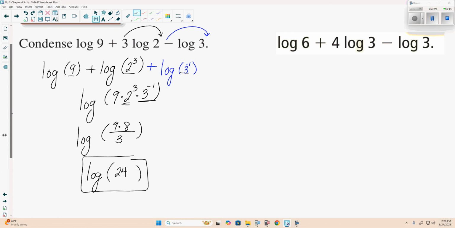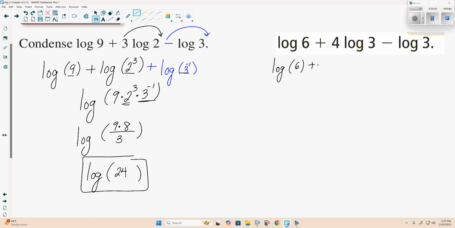Log of 6 plus 4 log of 3 minus log of 3. There are 2 different ways we could do this, just because of how it's set up, but we'll do it the way we just did it. Powers first. Log of 6 does not have a number in front of it that we can return to an exponent, return to a power, so it's going to stay log of 6.